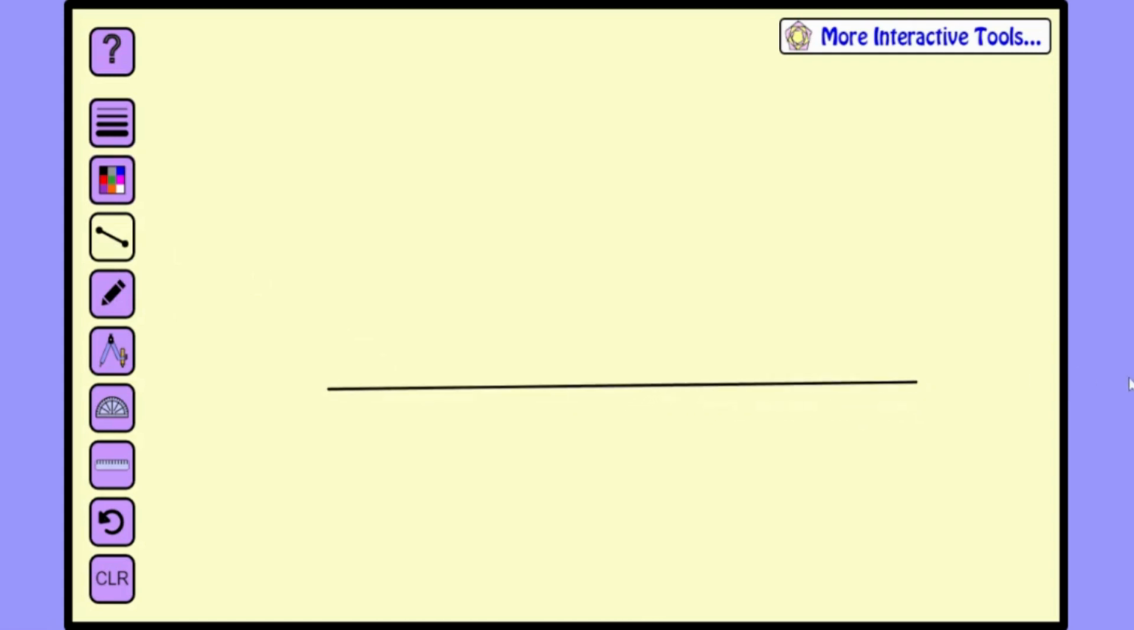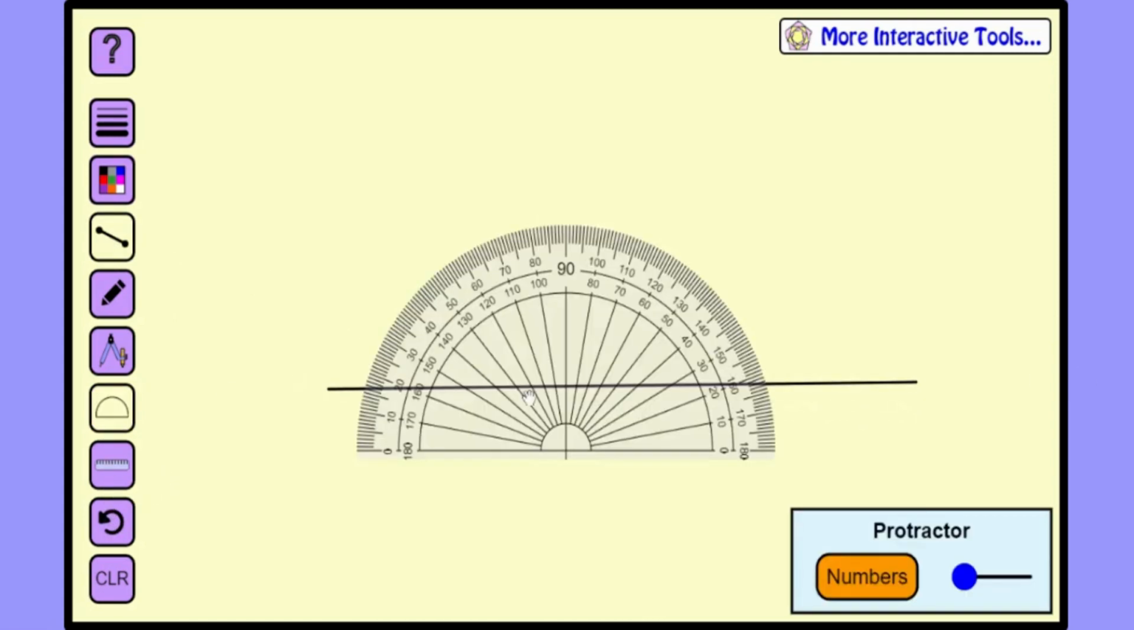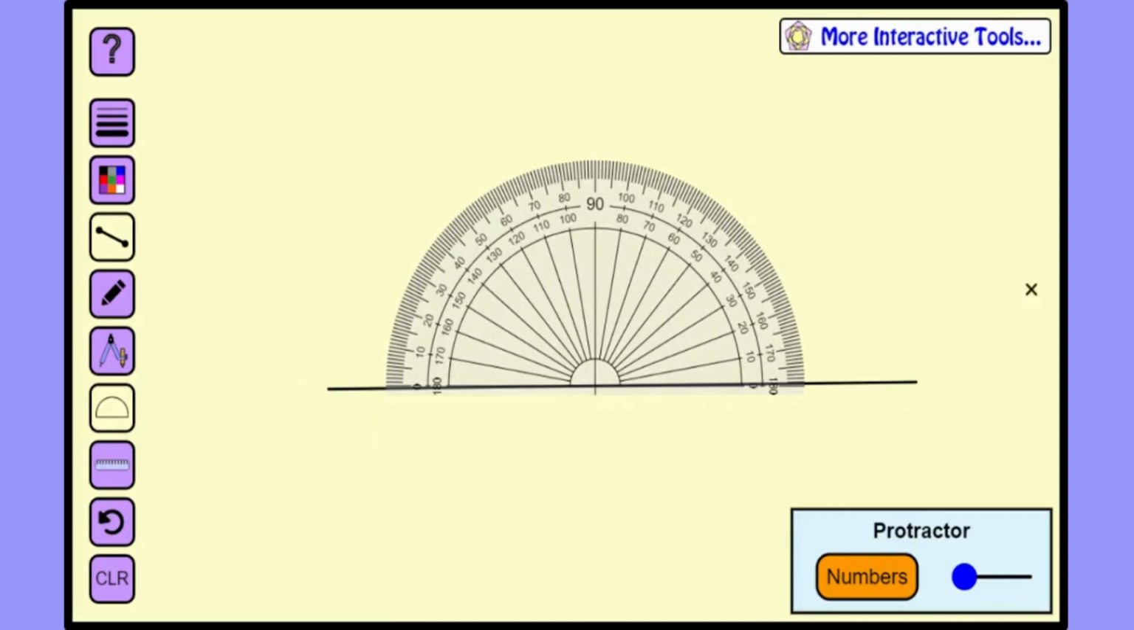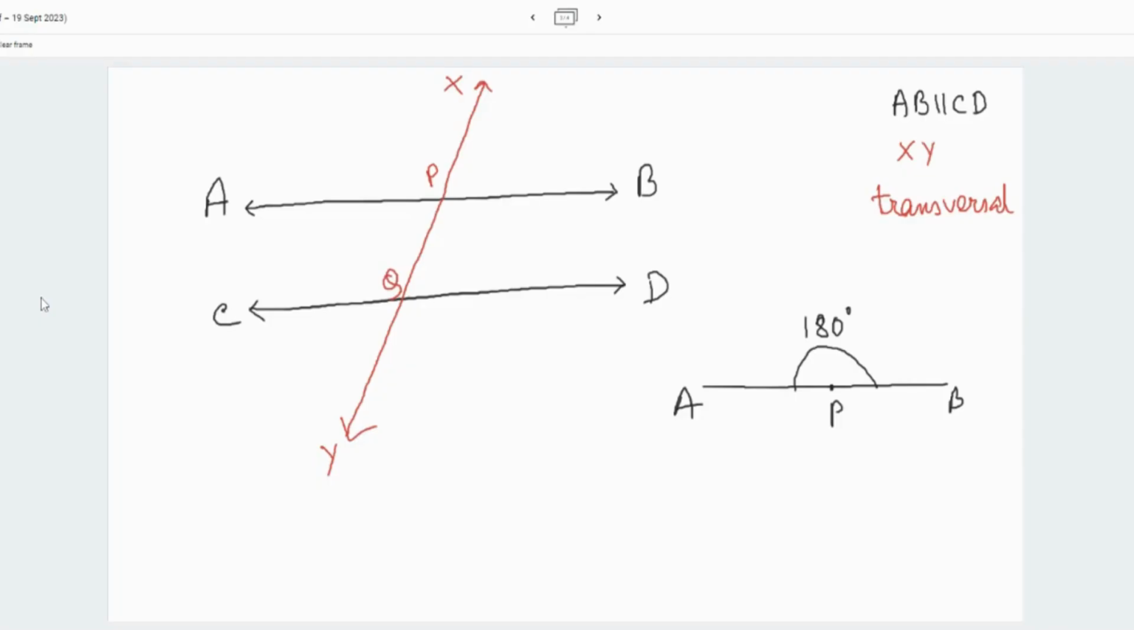এই আমি একটা straight line আঁকলাম, ঠিক আছে? Now I am taking the protractor and just placing it. So isn't this 180 degree? পুরো protractor half circle টা নিয়ে নিচ্ছে, right? Okay, so this is 180 degree. So the angle made by a straight line is always 180 degree.